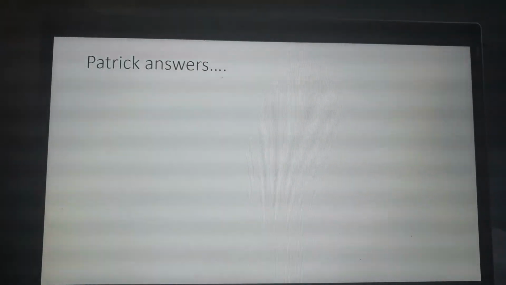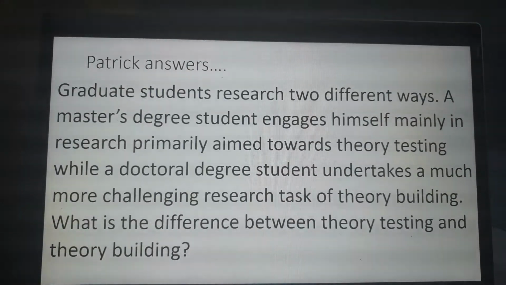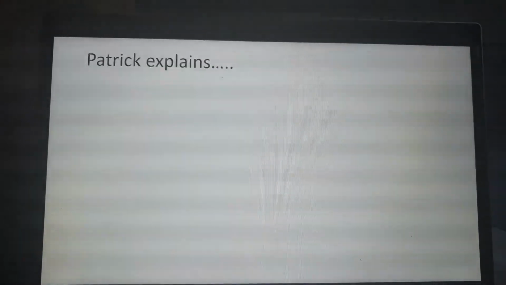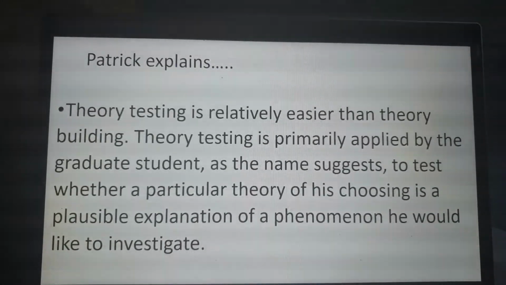Now, Patrick asks and then he answers. He says, graduate students research two different ways. A master's degree student engages himself mainly in research primarily aimed toward theory testing, while a doctoral degree student undertakes a much more challenging research task of theory building. But then he goes on to ask, what is the difference between theory testing and theory building? Then Patrick goes on to explain, theory testing is relatively easier than theory building.